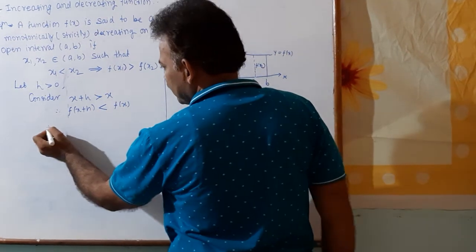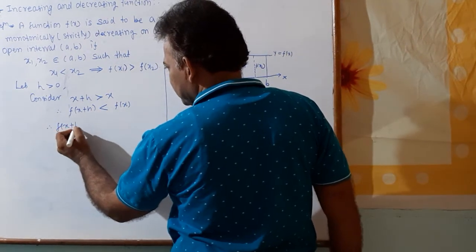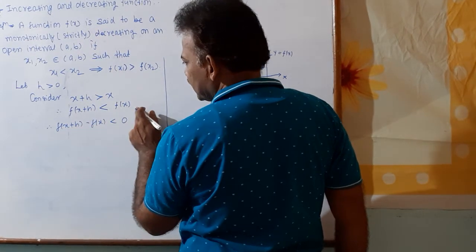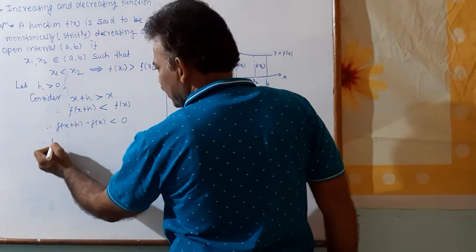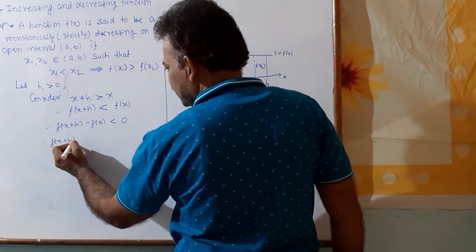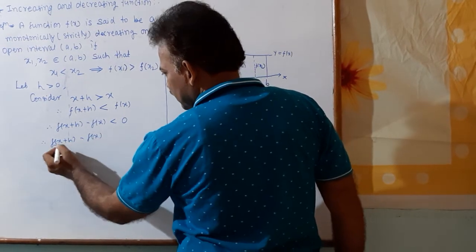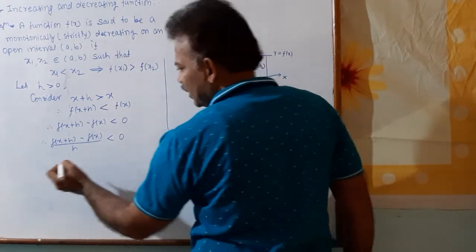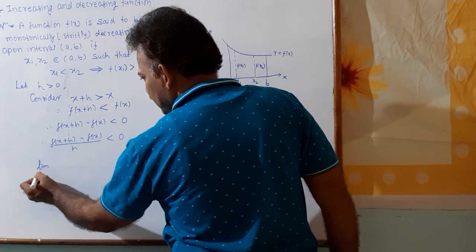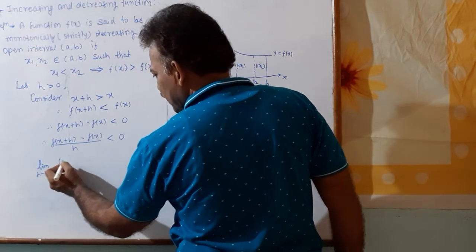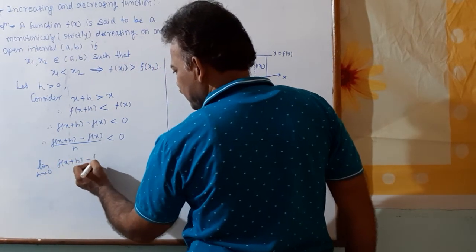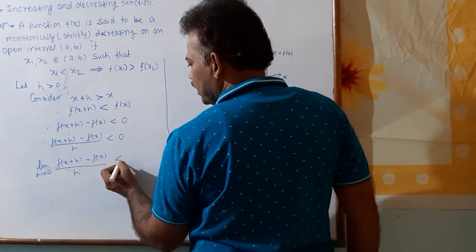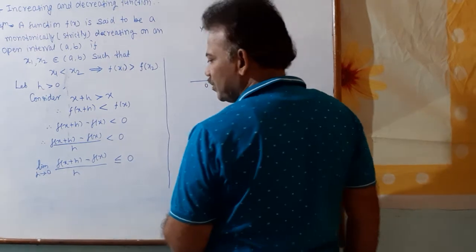And we simplify this. So f(x plus h) minus f(x) less than 0, f(x) taken on the left side. Then we divide by h. f(x plus h) minus f(x) divided by h, which is less than 0. 0 divided by h means 0. Then we take the limit on both sides. Limit as h tends to 0, f(x plus h) minus f(x) divided by h. When we take the limit, we get here the less than or equal to sign. Limit of 0 means 0.